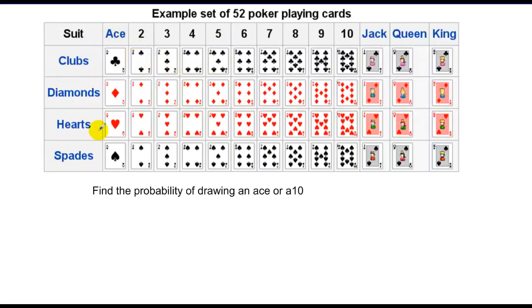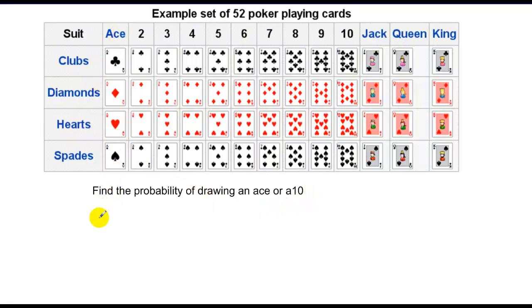I've got a deck of cards laid out here for those of you who don't play cards. With the deck of cards, there's 4 different suits. There are numbers 2 through 10, and 4 of each of those type of numbers, 1 in each suit. There are 4 aces, 1 of each suit. There are a total of 12 face cards, Jack, Queen, and King, where once again we have 1 of each suit, and notice there are 2 different colors. So we want to find the probability of drawing an ace or a 10.